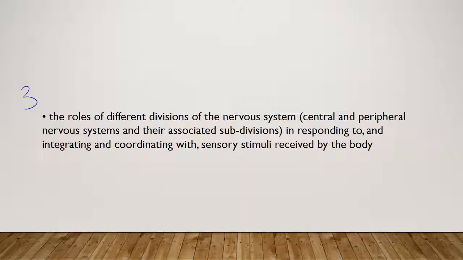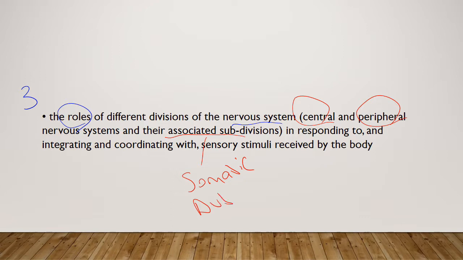Okay, dot point 3. We're looking at the roles of the different divisions of the nervous system. So more specifically, we're looking at the central and peripheral nervous systems, as well as their associated subdivisions. So obviously talking about the somatic nervous system, the autonomic, etc., in responding to, integrating, and coordinating with sensory stimuli received by the body, okay?